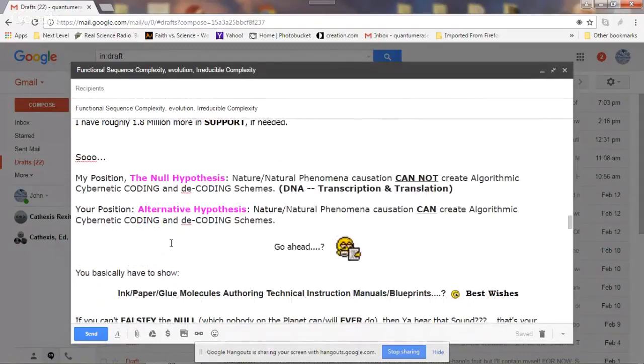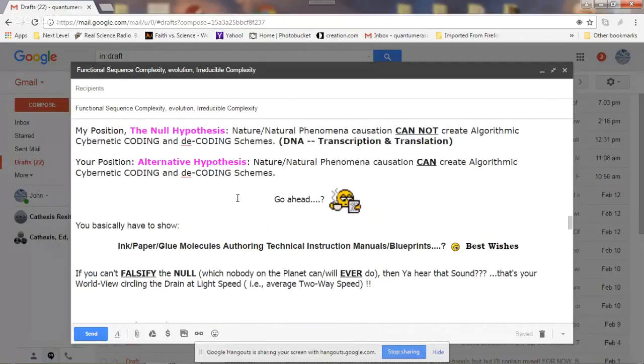So, the null hypothesis again: nature, natural phenomena, causation cannot create algorithmic, cybernetic coding and decoding schemes. If you're on the opposite position, you have the alternative hypothesis: nature or natural phenomena causation can create algorithmic, cybernetic coding and decoding schemes. So go ahead. We'll be waiting. This is what you're going to have to do.